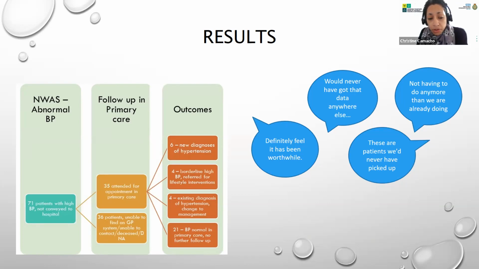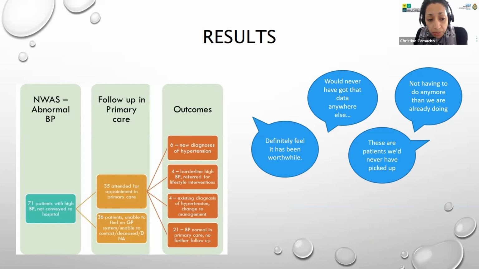And the ones they weren't able to contact, it was a combination of they couldn't find them on the GP system, or no one answered the phone after several attempts, or they were people who were in care homes, or they were deceased, or they had declined to come for an appointment in primary care. But that was only quite a small number. Of the people they were able to contact, I think actually everyone did come for an appointment.